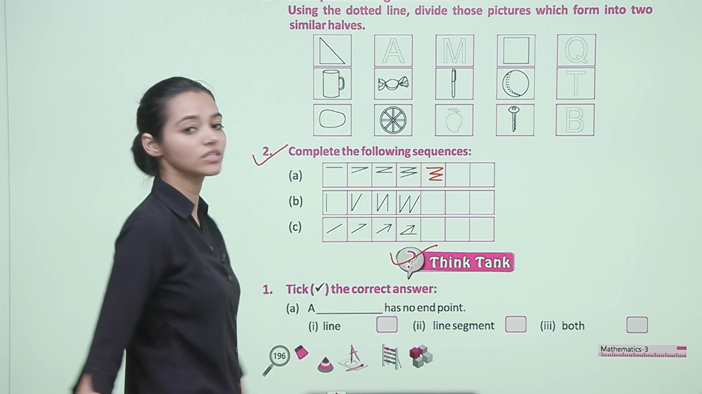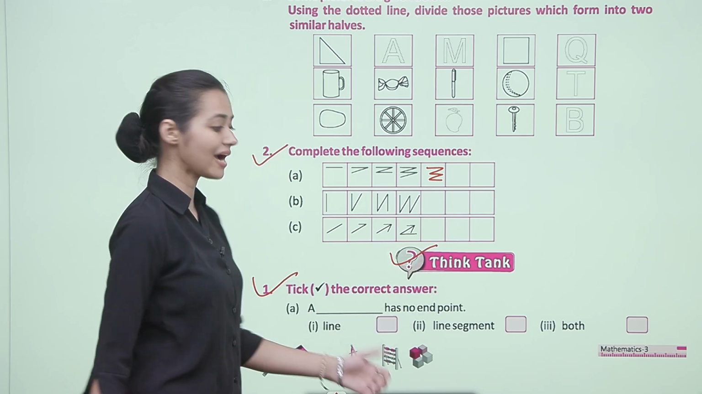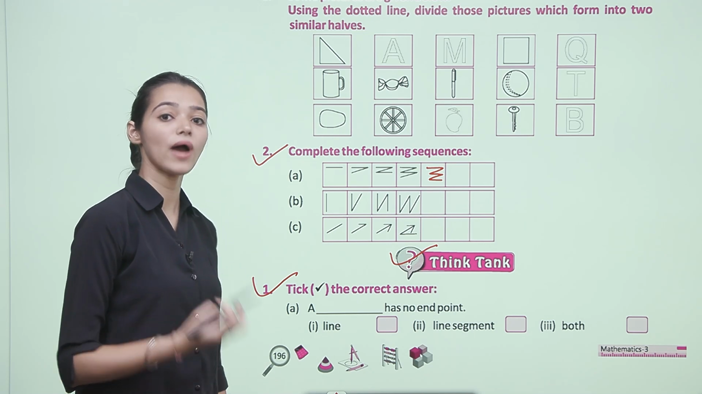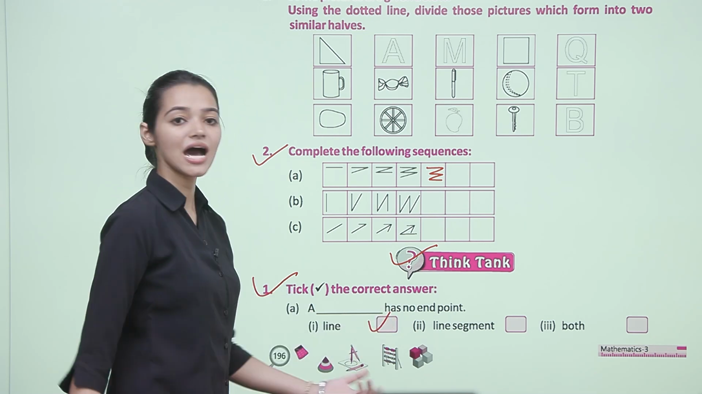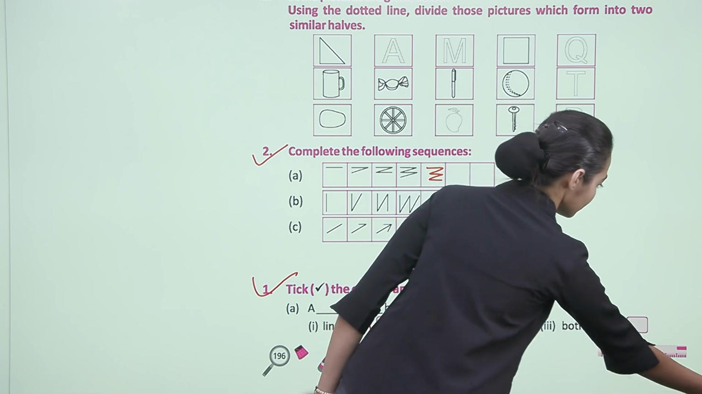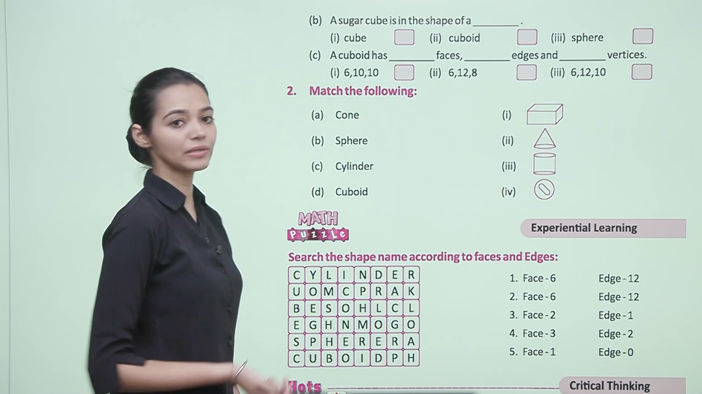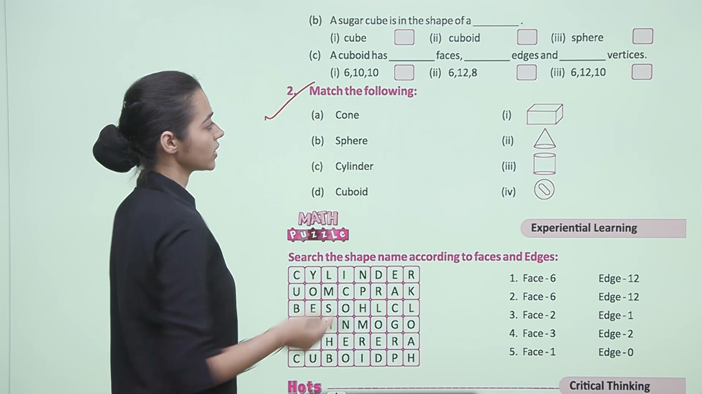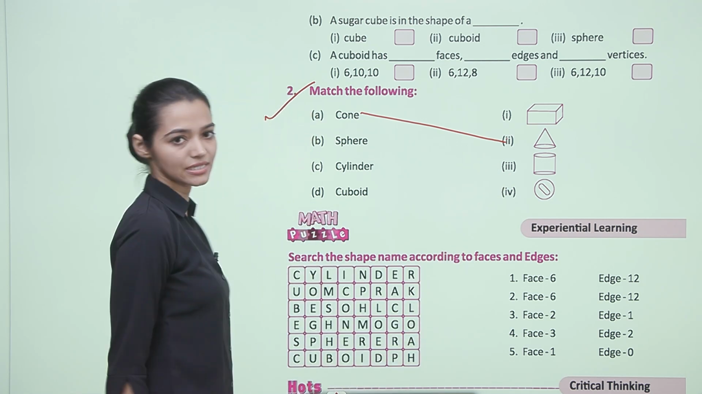Now in the next one, we have the think tank. In the first one, we have to pick the correct answer. A line has no end point. That's how you can solve the remaining part. Now in the next one, match the following. A cone. The second option is the correct answer.